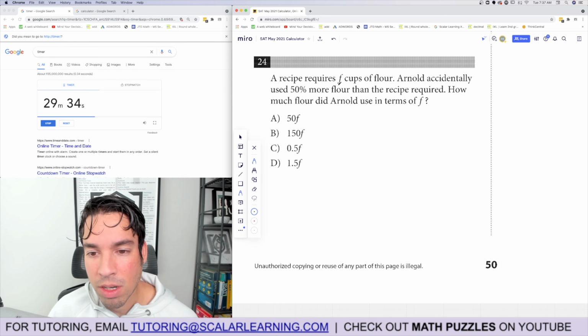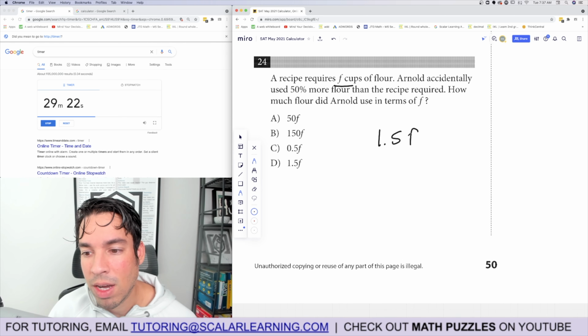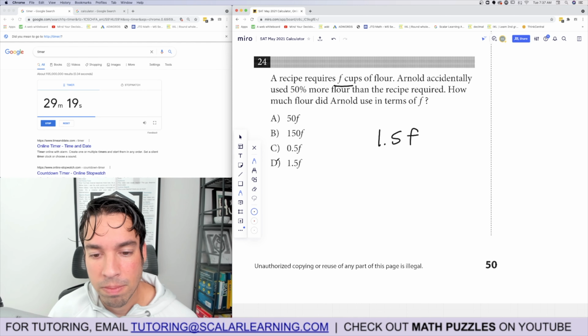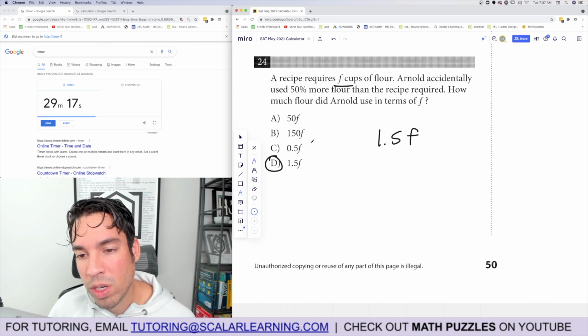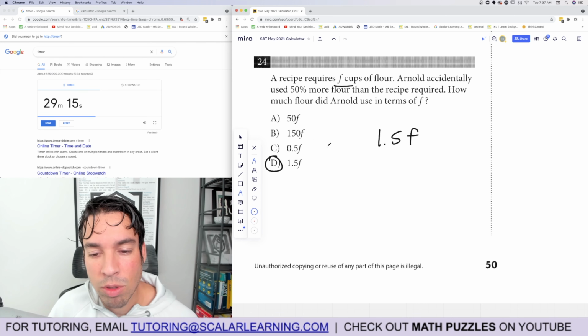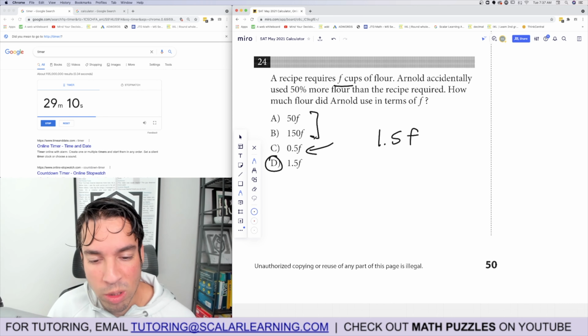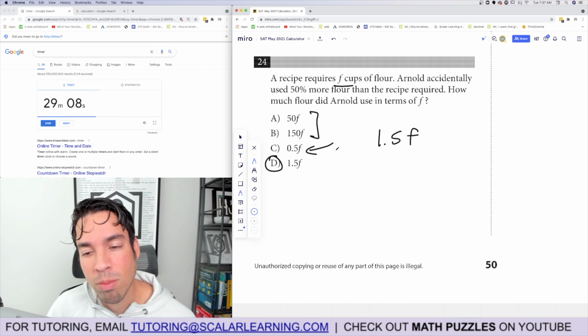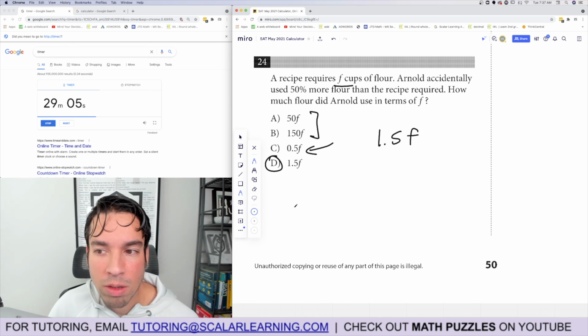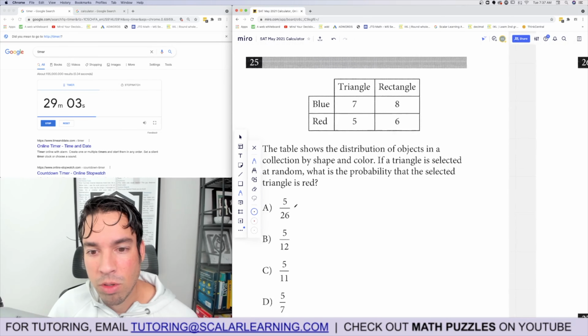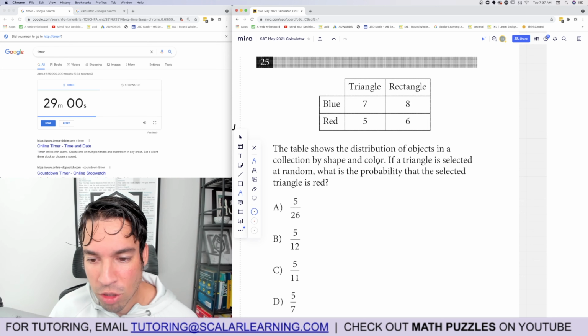A recipe requires F cups of flour. Arnold accidentally used 50% more flour than the recipe required. Okay, so he used 50% more. So it'd be 1.5 times F, which is D. Yeah, because otherwise he would use half of the flour. These two make no sense because this is like multiplying by huge multiples. But 50% more, you take the 50%, you add it to 1. Boom, done.